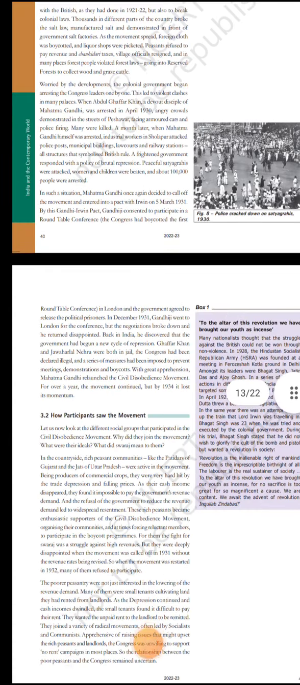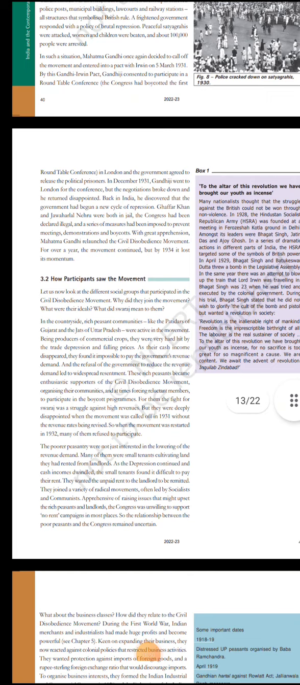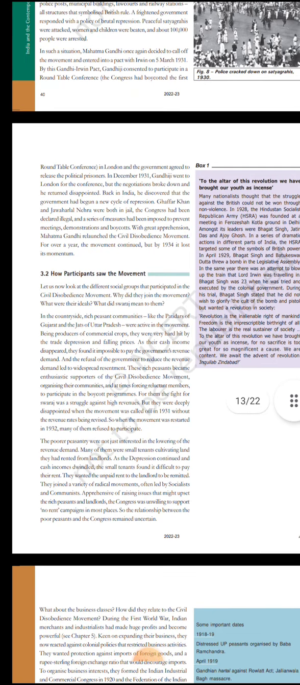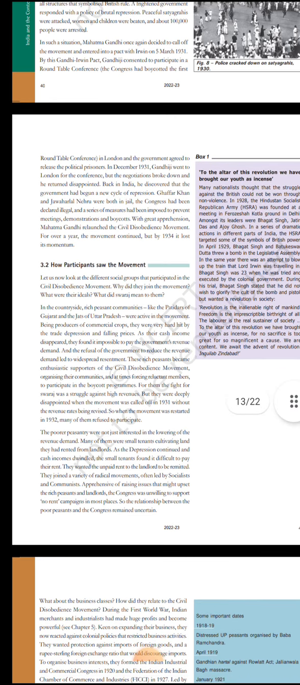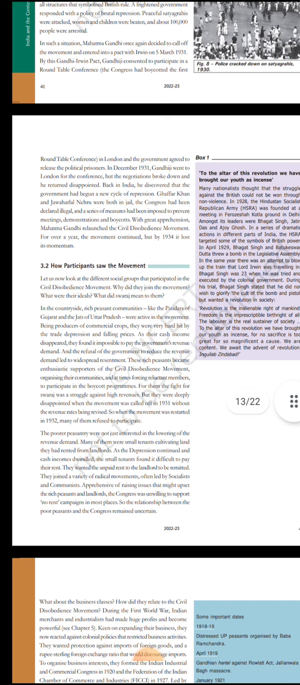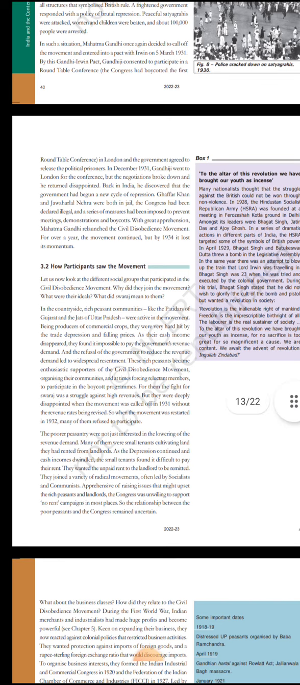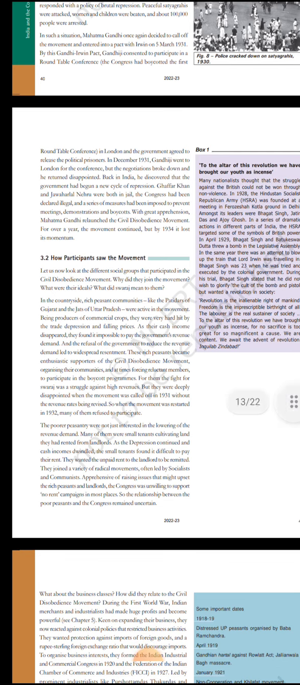Let's see how the participants saw the movement. The rich peasants like the Patidars of Gujarat and the Jats of Uttar Pradesh were active in this movement. Being producers of commercial crops, they were hard hit by the trade depression and falling prices. For them, Swaraj was a struggle against high revenues.